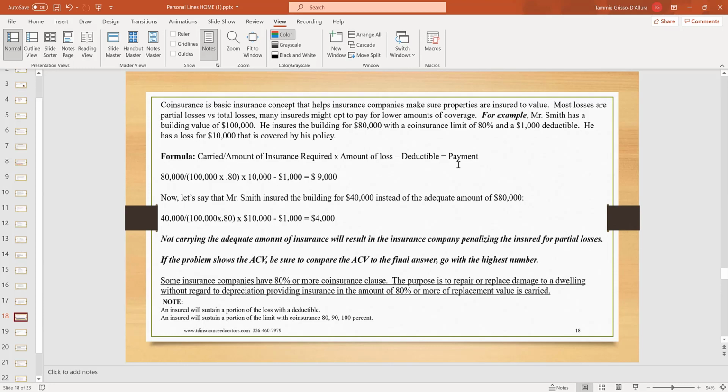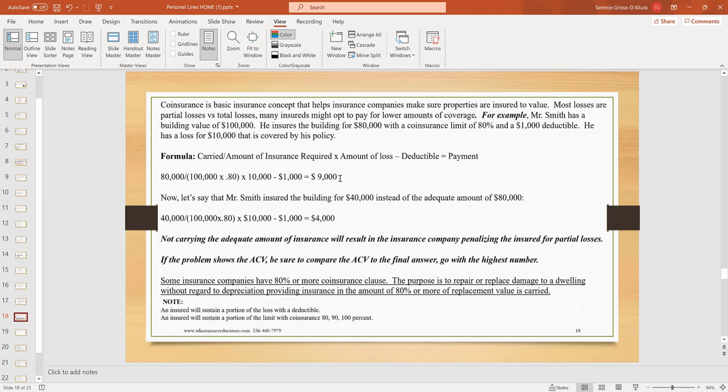So in this particular case, he had an 80% co-insurance. So he carried 80,000. What was he supposed to carry? The insurance company said he could carry 80,000. So he was supposed to carry 100,000 times 0.80. So he carried what he should have carried. If you take 80,000 divided by 80,000, that's 1. A number divided by itself is 1. So it's going to pay this full loss minus $1,000 deductible. So it will pay $9,000.